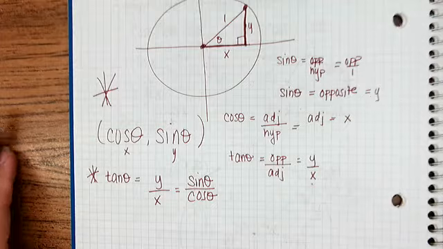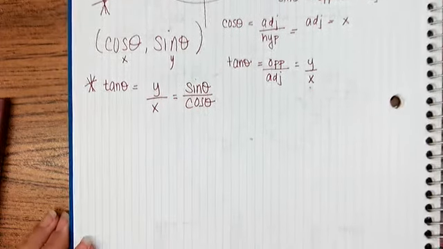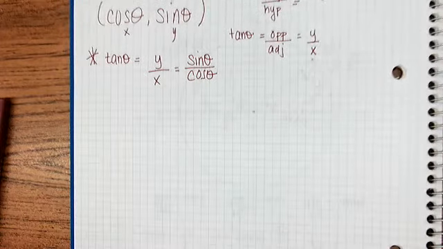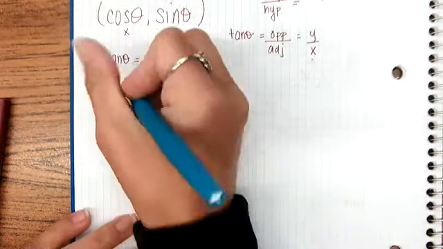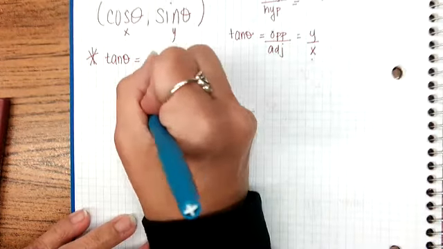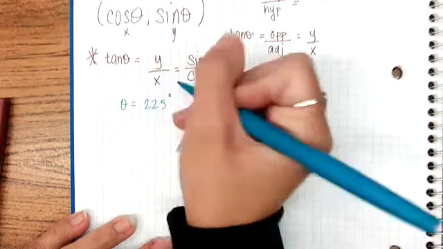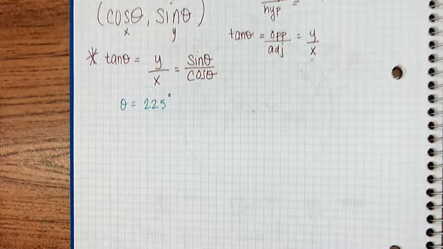which is also sine over cosine. So let's look at a different angle, and let's find the value of the functions. Let's do 225. Theta is 225 degrees, and I want you to find the value of all 6 functions.